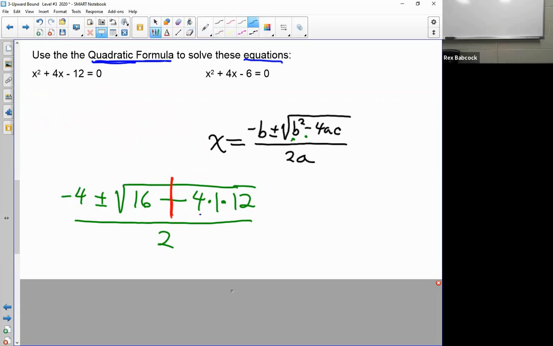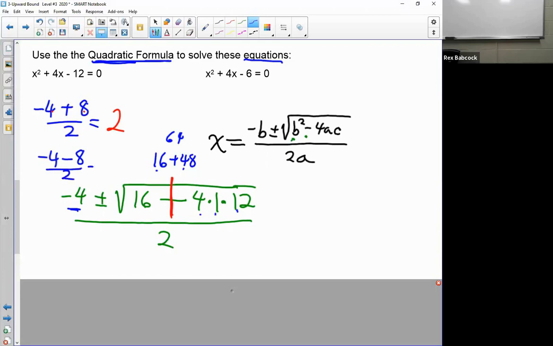Four times 1 is 4. 4 times 12, in other words, I'm using PEMDAS, order of operations. 4 times 12 is 48, so I have 16 plus 48. If I add 16 to 48, I get 64. So now I have a minus 4 plus square root of 64 is 8 all over 2. So one of my answers, supposedly, 8 minus 4 is 4 over 2. It's 2. The other answer I have, it is negative 4 minus 8 over 2. That's a negative 12 over 2, which is negative 6.